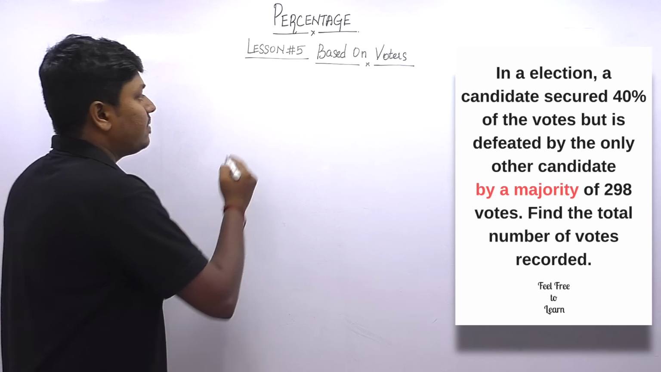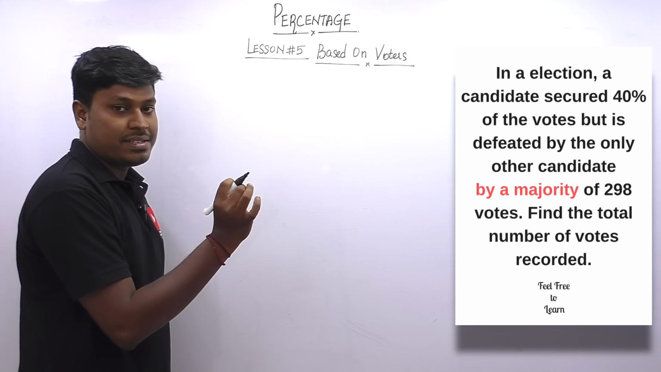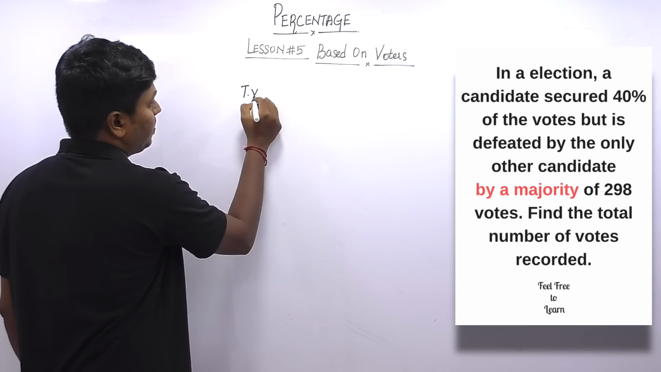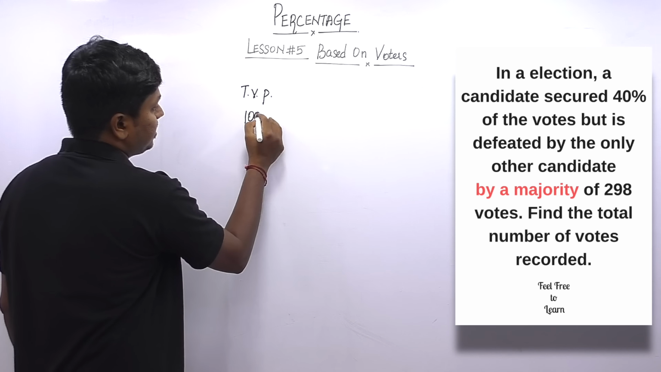So listen here, we already know that we should always take a base value, that is the total number of votes polled, as 100%.